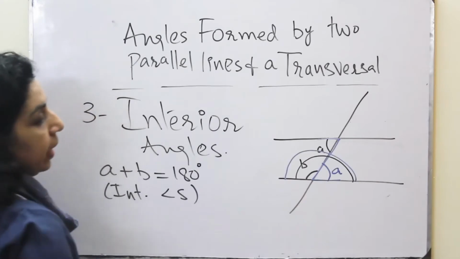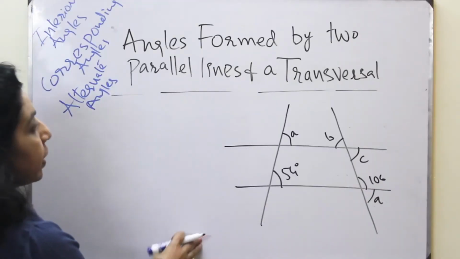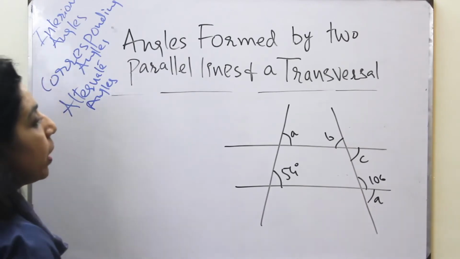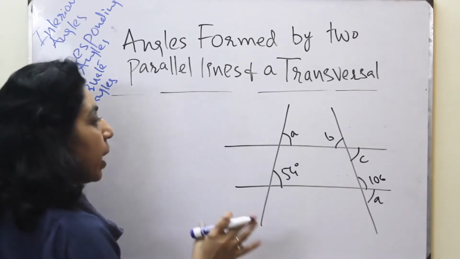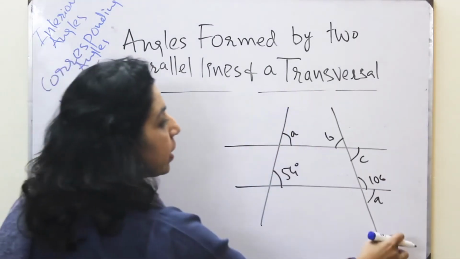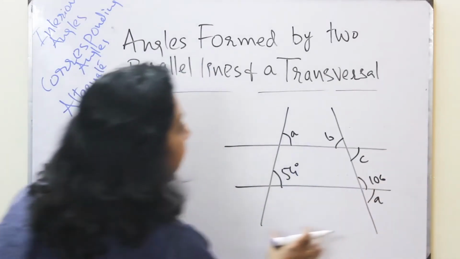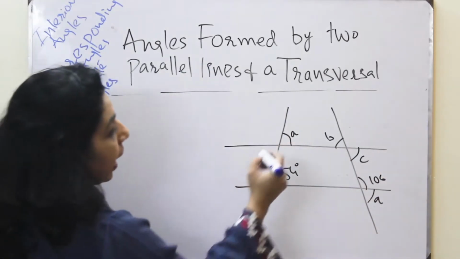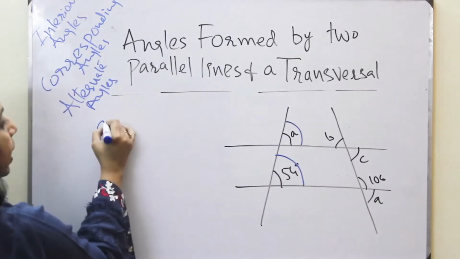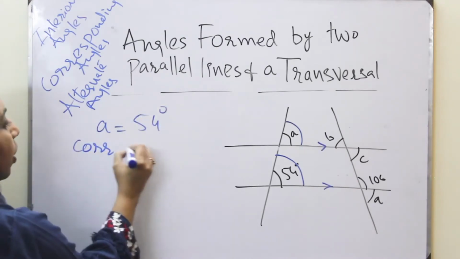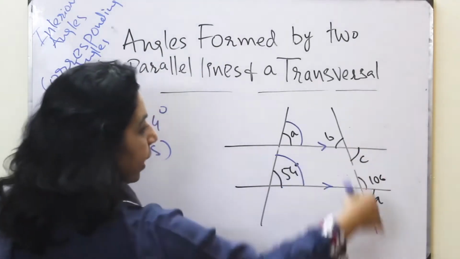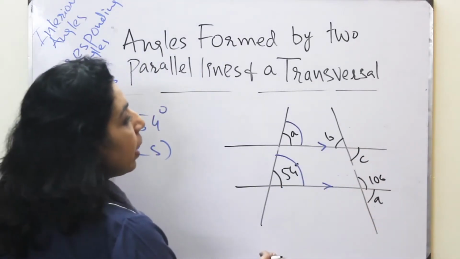The first question on the angles formed on parallel lines along with the transversal: we shall use interior angles, corresponding angles and alternate angles at the same time in one question. Notice this transversal has nothing to do with this transversal. This is a different story. So here I can see that this A is corresponding to 54. Both are on the same side. The reason: corresponding angles.